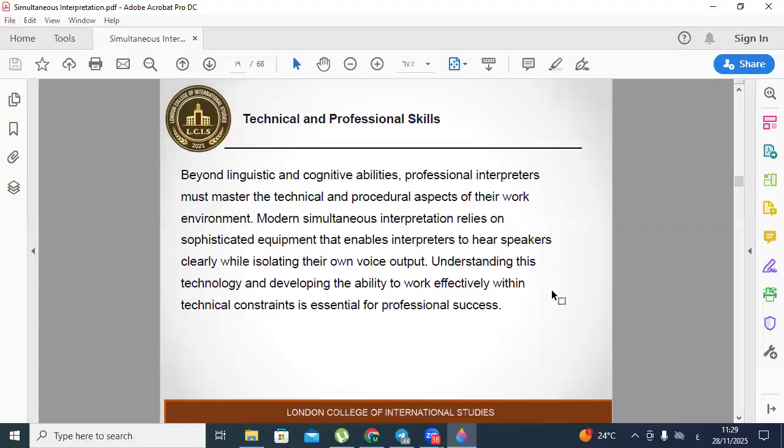Now let's move to technical skills and professional skills. Beyond linguistic and cognitive abilities, professional interpreters must master the technical and procedural aspects of their work environment. Modern simultaneous interpretation relies on sophisticated equipment that enables interpreters to hear speakers clearly while isolating their own voice output. Understanding this technology and developing the ability to work effectively within technical constraints is essential for professional success.